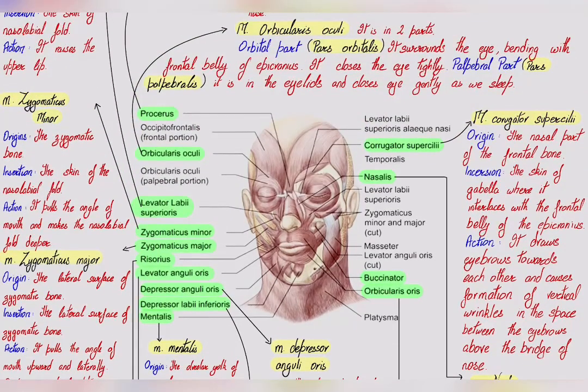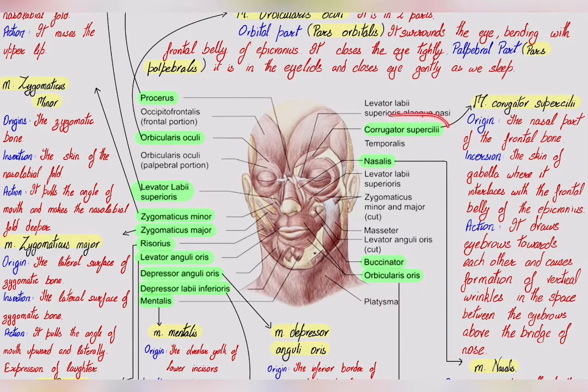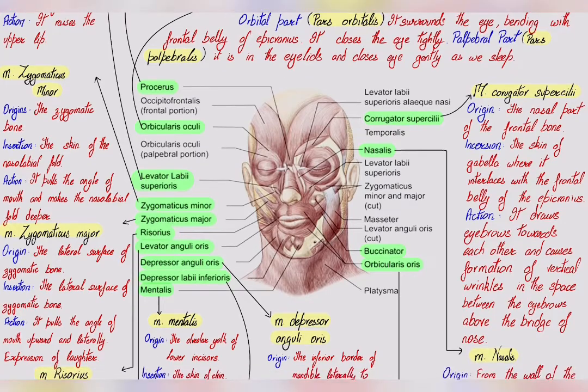So now, the next muscle is the corrugator supercilii muscle. This muscle originates from the nasal part of the frontal bone and has its insertion in the skin of the glabella, where it also interacts with the frontal belly of the epicranius. Now, the action is that it performs the drawing up of the eyebrows towards each other and formation of vertical wrinkles in the space between them.